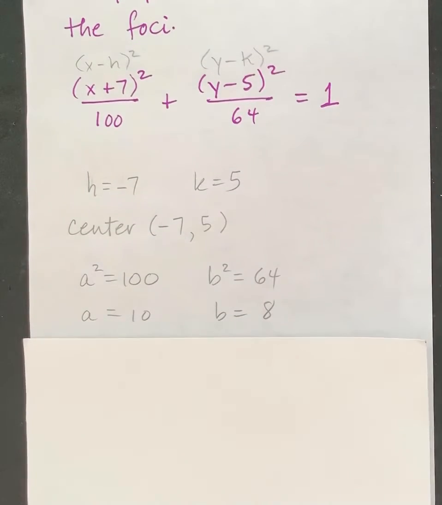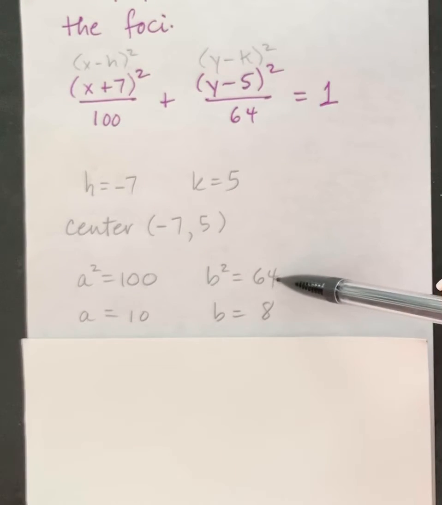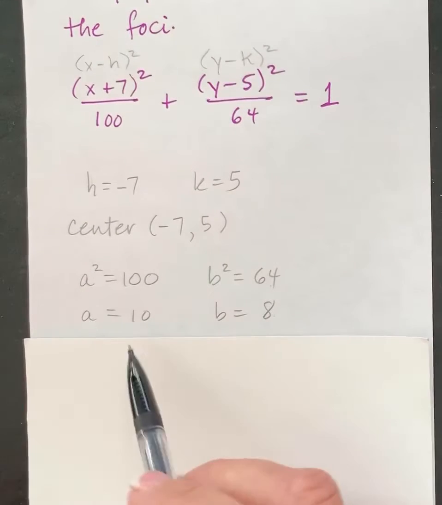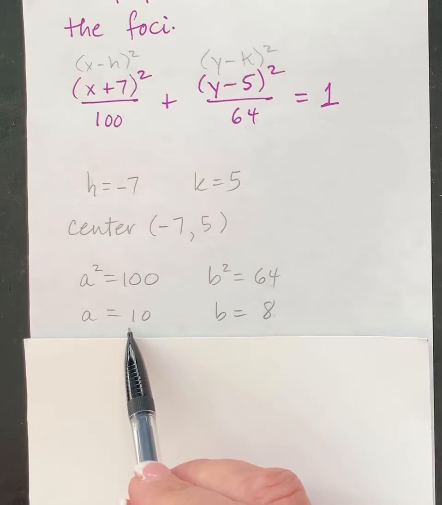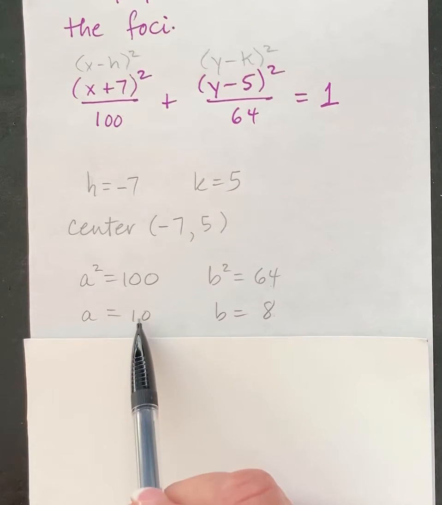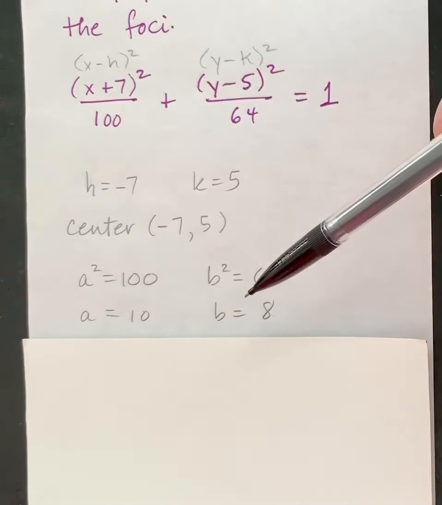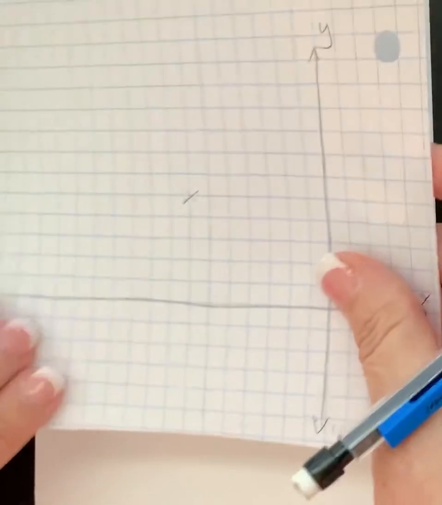So in this problem, a squared is 100, so that leads us to a is 10. b squared is 64, so that gives us b is 8. And these are the directions that you go out from the center. So we'll plot the center here, and then a is 10 units either direction from the center to get to the vertices, and a is with x, so the major axis is not the x-axis anymore, but it's horizontal. Okay, so what does that look like?